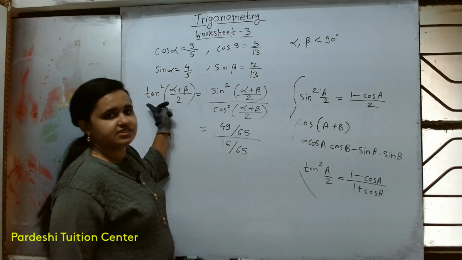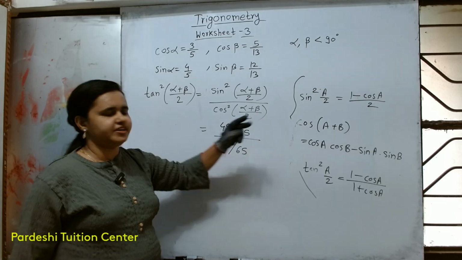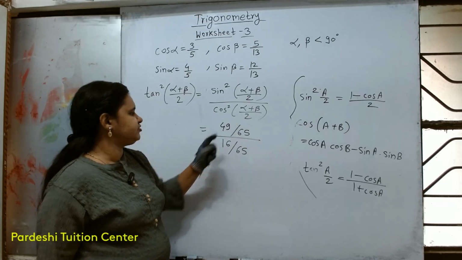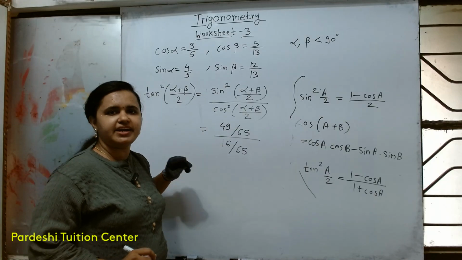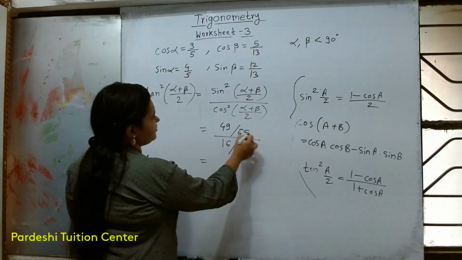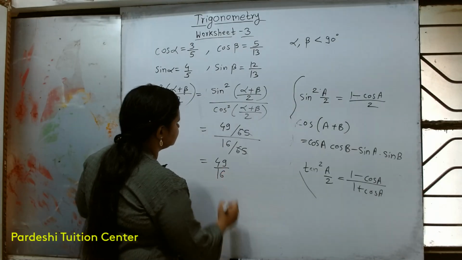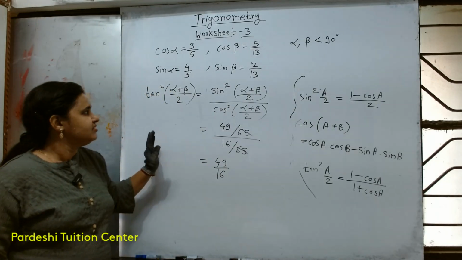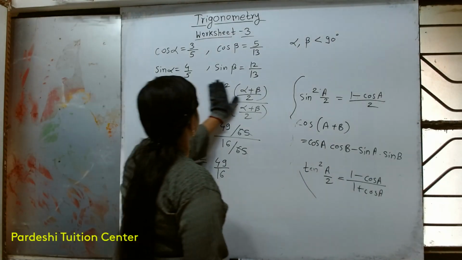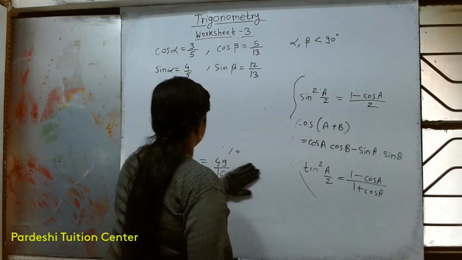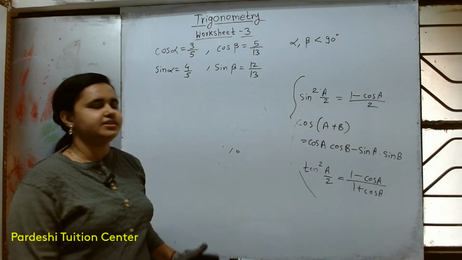Sin upon cos is tan. So I am writing sin square (alpha plus beta) by 2 upon cos square (alpha plus beta) by 2. Values were 49 by 65 and 16 by 65, taken from questions 17 and 18. So 65 and 65 will get cancelled and our answer will be 49 by 16. It is a very short method, that was a very long method. So 49 by 16 is the second option for question 19.